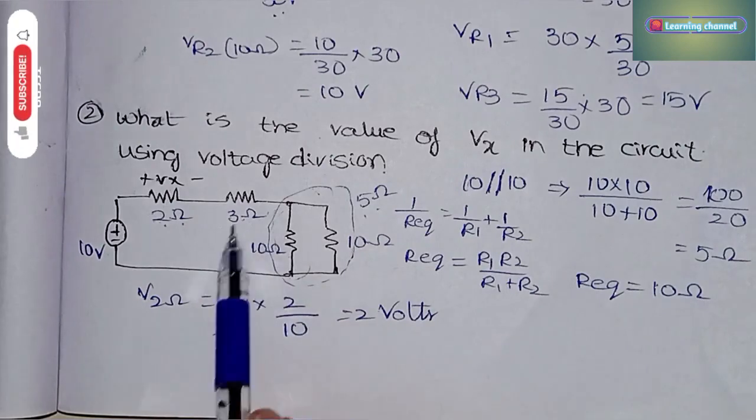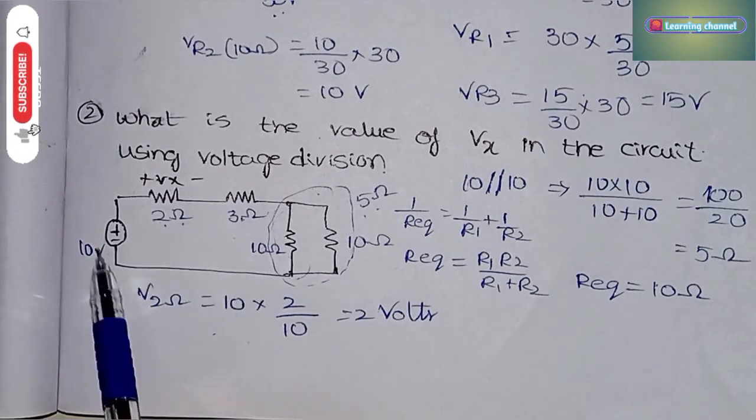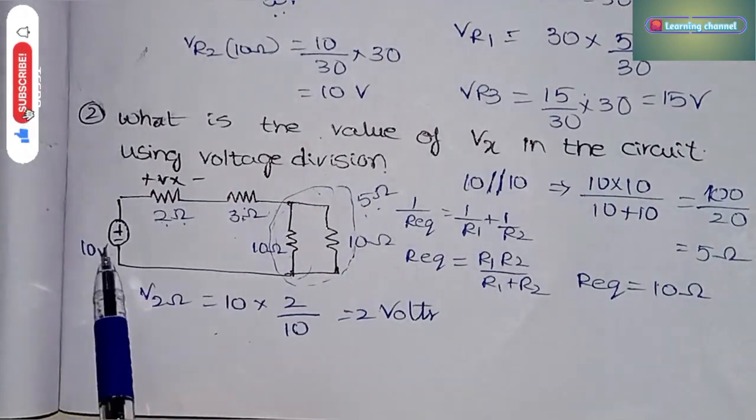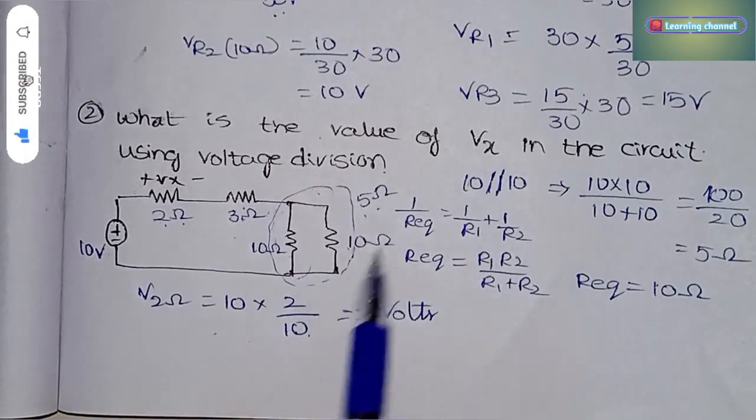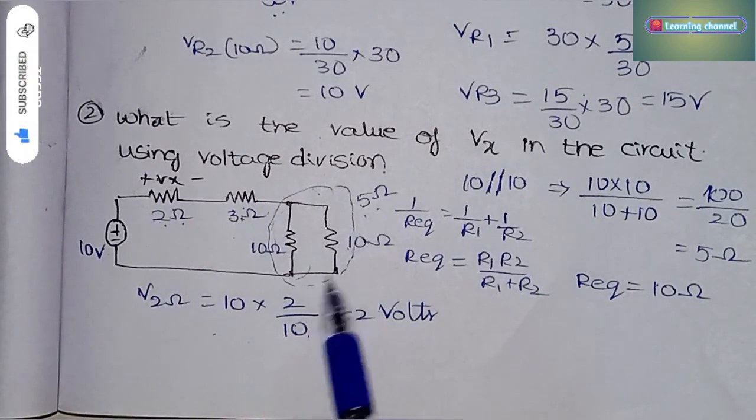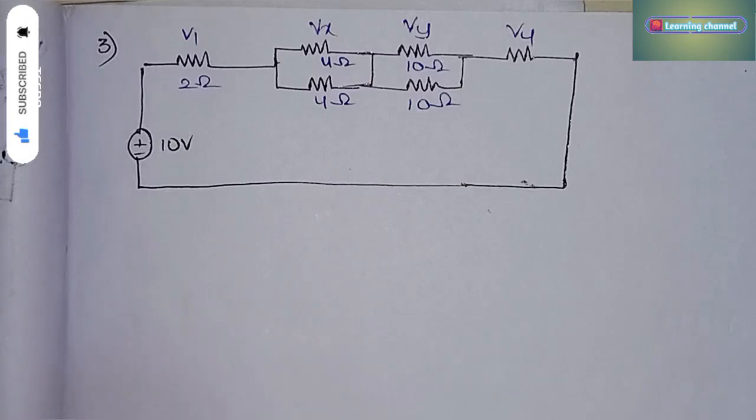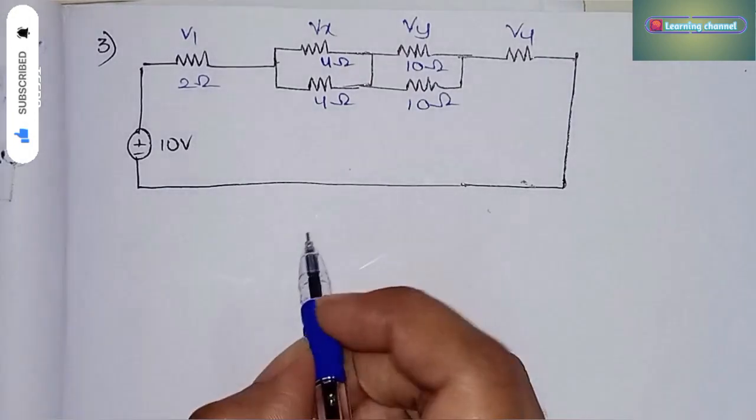In the same way we can find the 3 ohms also. How do we find it? 10 into 3 by 10, and 10 into 5 by 10. In this way we can find all the voltages. So this was the second problem on voltage division.